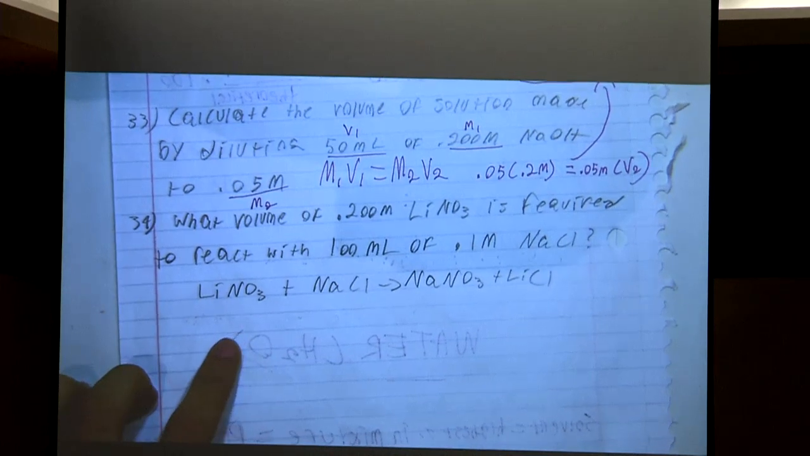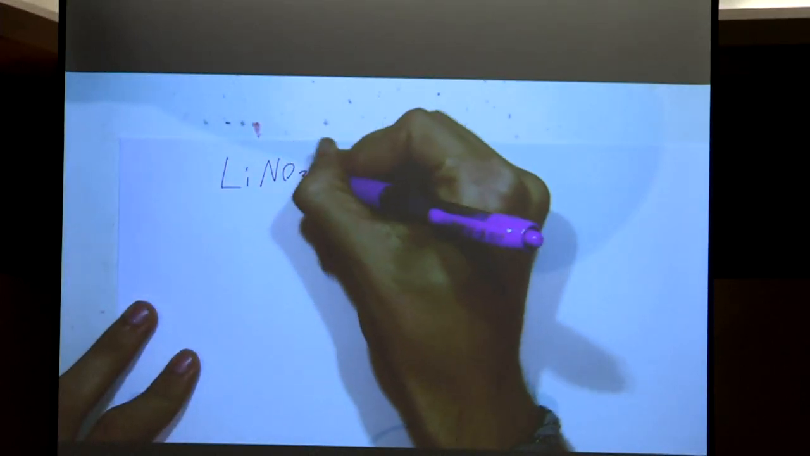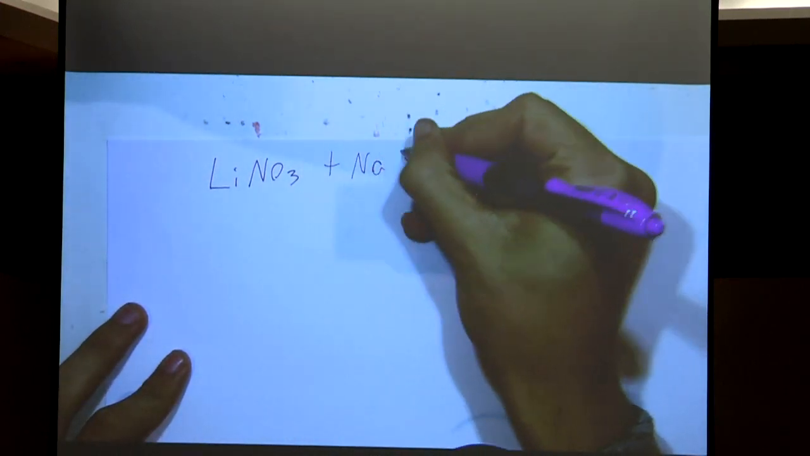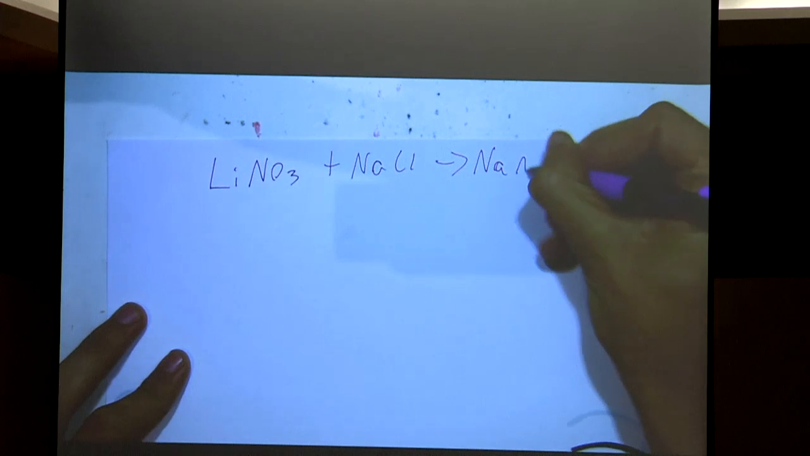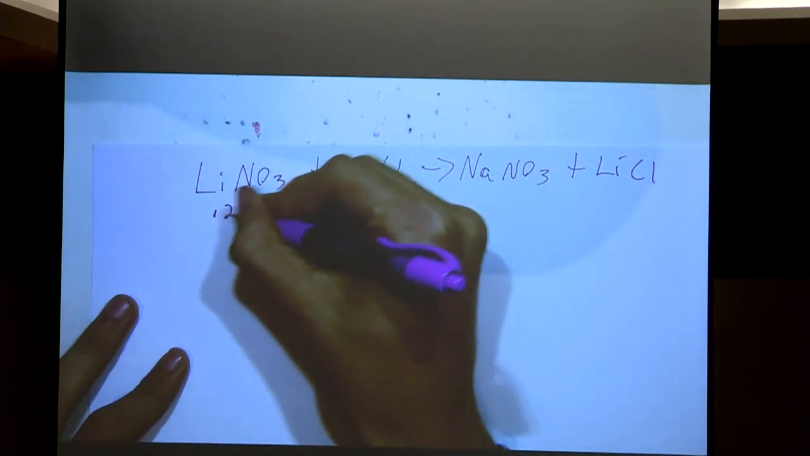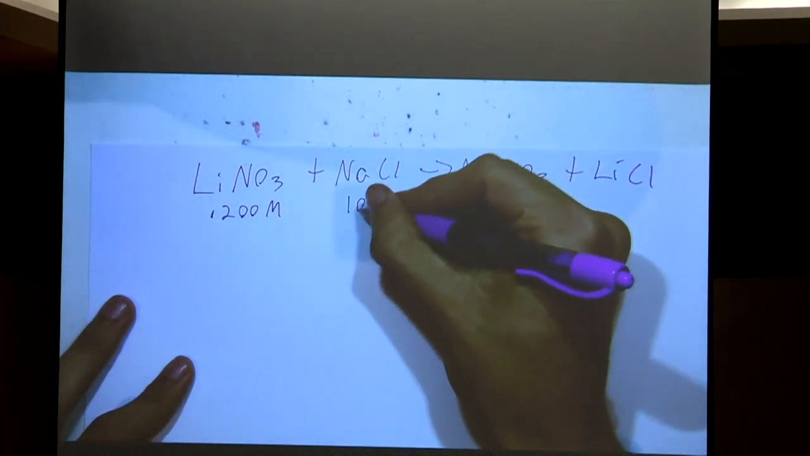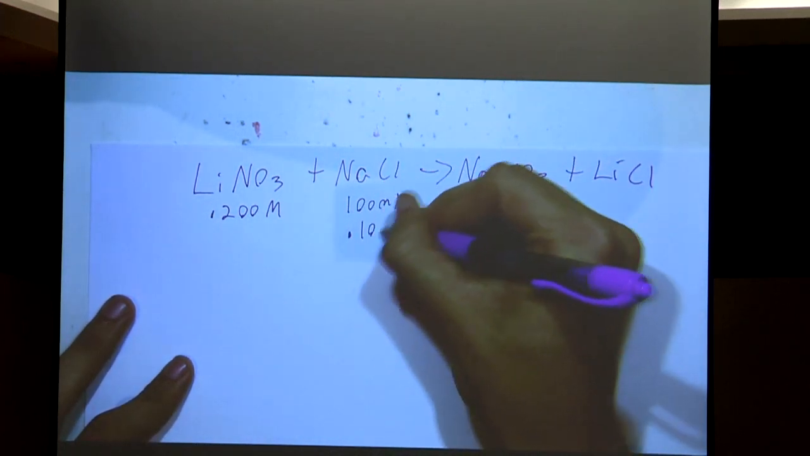All right. So for this next problem, we're looking for what volume of 0.2 molar lithium nitrate is required to react with 100 milliliters of 0.1 molar sodium chloride. So if I write out my equation, I'm going to label everything, so it'll be okay. LiNO3 plus NaCl yields NaNO3 plus LiCl. So I've got 0.2 molar, and I've got 100 milliliters and 0.1 molar NaCl.